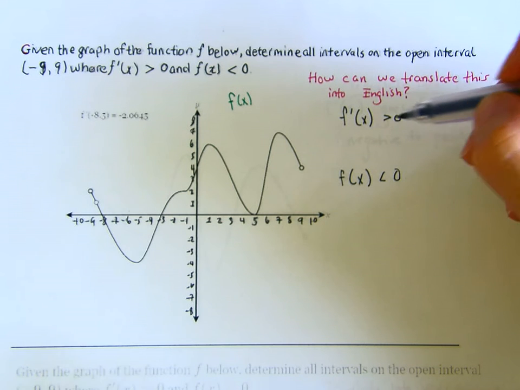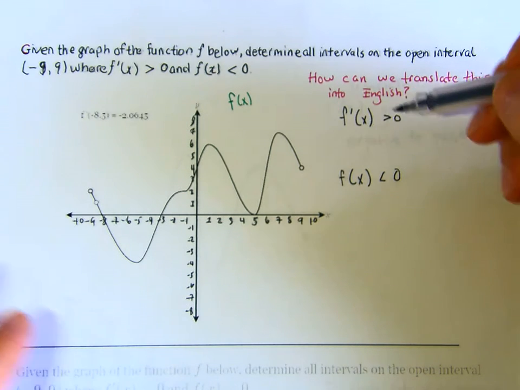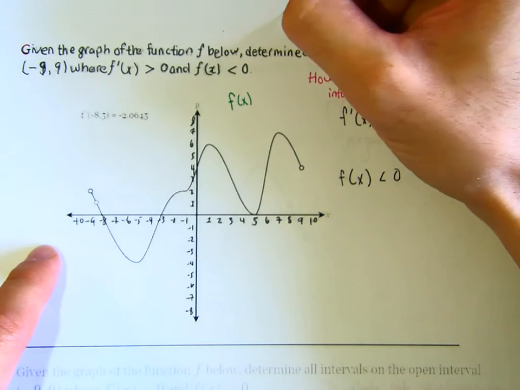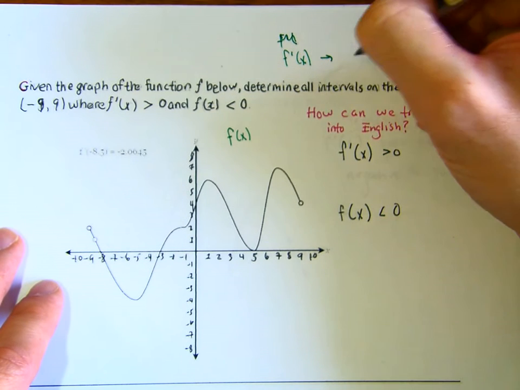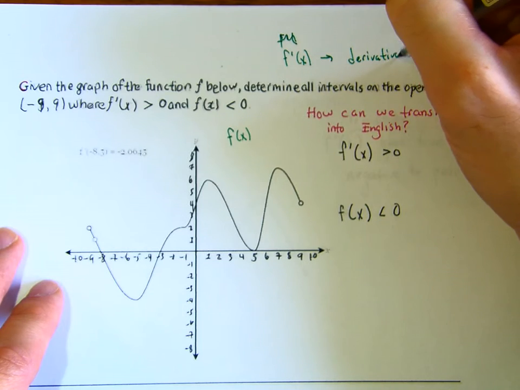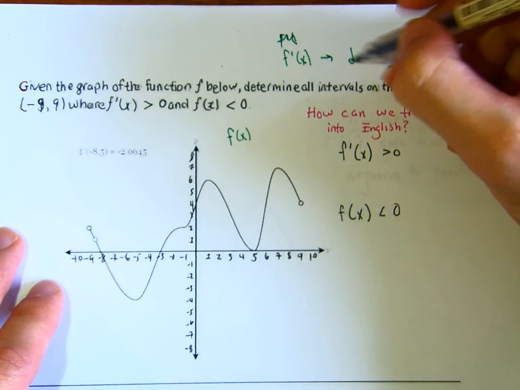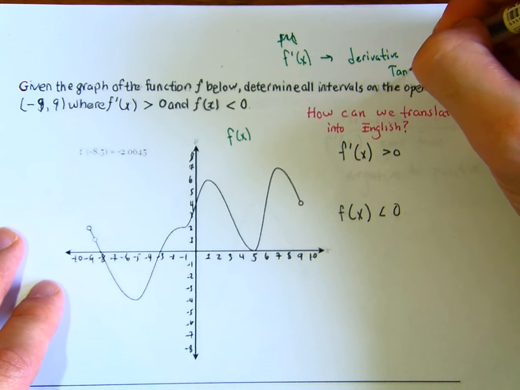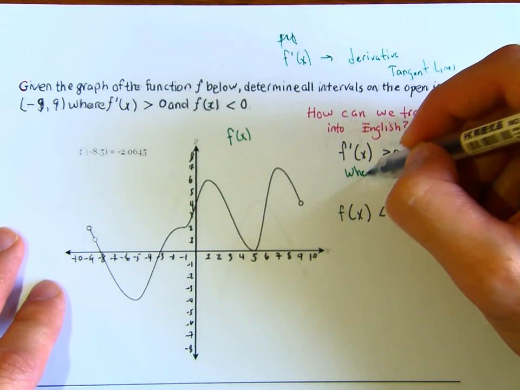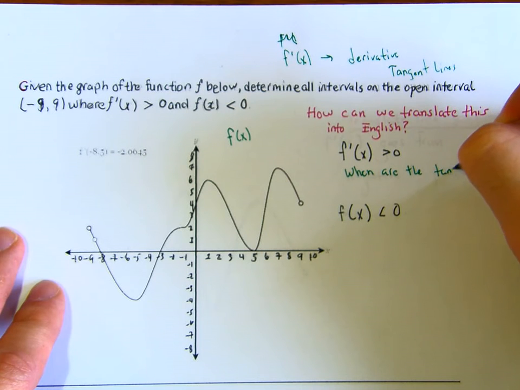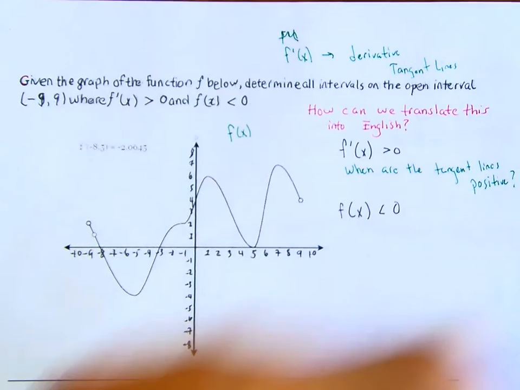Okay. So here it's saying f prime of x is greater than 0. So notice that if this is f of x, what does f prime of x represent? It's the derivative of the graph of f. But when we're talking about the derivative of f, we're talking about tangent lines. So what this is really saying is, how would you translate this part, greater than 0? When are the tangent lines positive? Okay? When are the tangent lines positive?